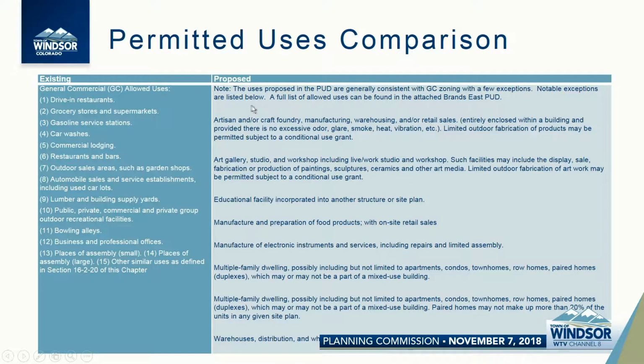And the, probably difficult to read, but the comparison of permitted uses is included in your packet materials. It is generally consistent with what's allowed in the general commercial zone district. There are a few exceptions I do want to point out. So some of those different uses include artisan or craft foundry, manufacturing, warehousing. Those are more as accessory uses and is on a smaller scale than a typical industrial uses.